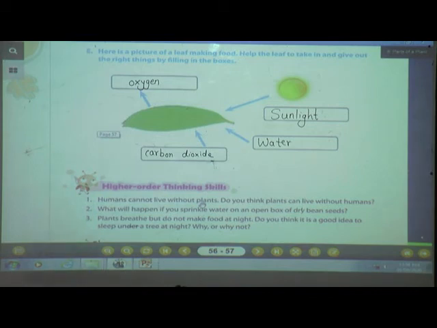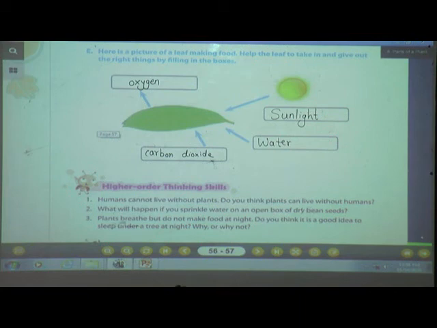Now see the second question. What will happen if you sprinkle water on an open box of dry bean seeds? See, the seeds will begin to sprout and small plants will start growing, and if these are planted in soil and get water and sunlight, they will grow into bean plants.